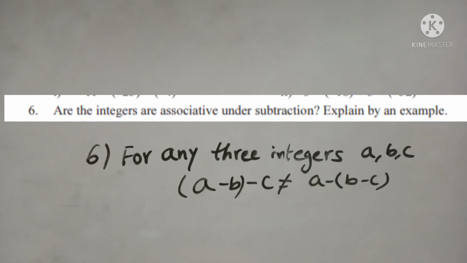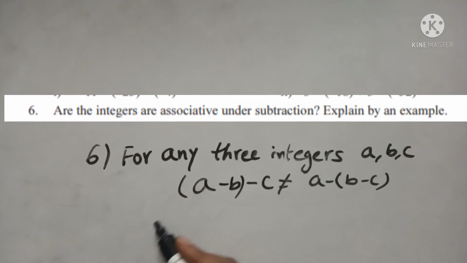Now let's see the sixth question. Are the integers associative under subtraction? Explain by an example. They are asking us to explain whether the integers are associative under subtraction or not, by taking an example. For any three integers a, b, c, (a minus b) minus c is not equal to a minus (b minus c). Let us see.